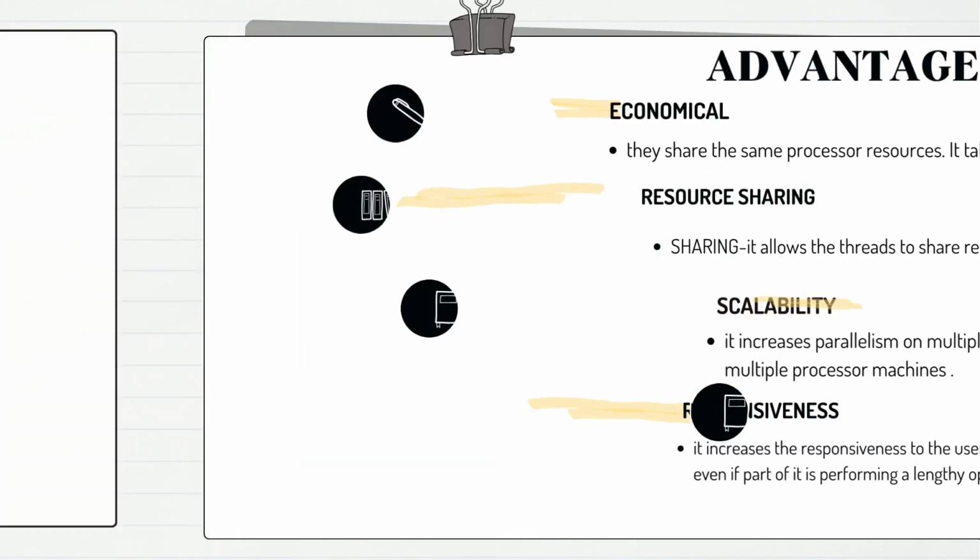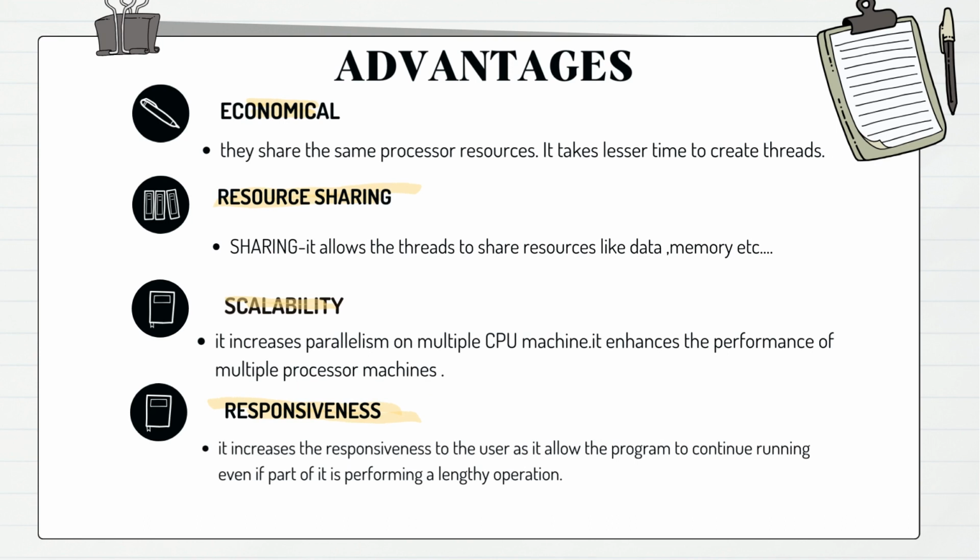Finally, let's discuss the advantages of multithreading. Economical: they share the same processor resources. It takes less time to create threads. Resource sharing: it allows the threads to share resources like data, memory, etc.